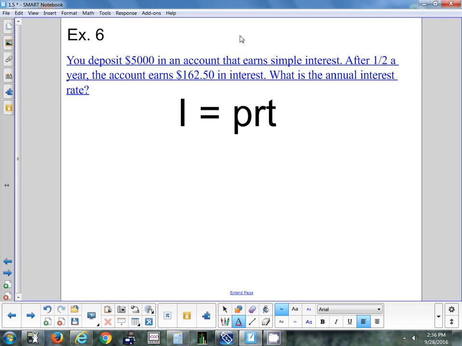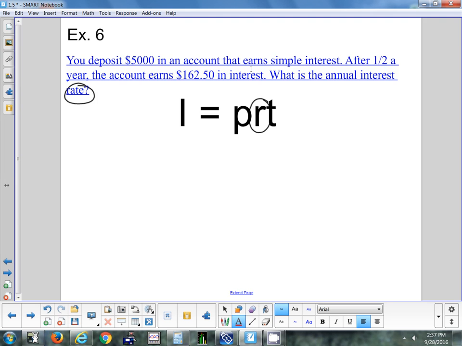All right? So what am I going to put for I? Someone tell me, what am I going to put for I? Kyle. $162.50. Tells us right there. There it is, in interest. Equals my principal. I'll give you a hint. Principal is how much you put in. What's that principal going to be?